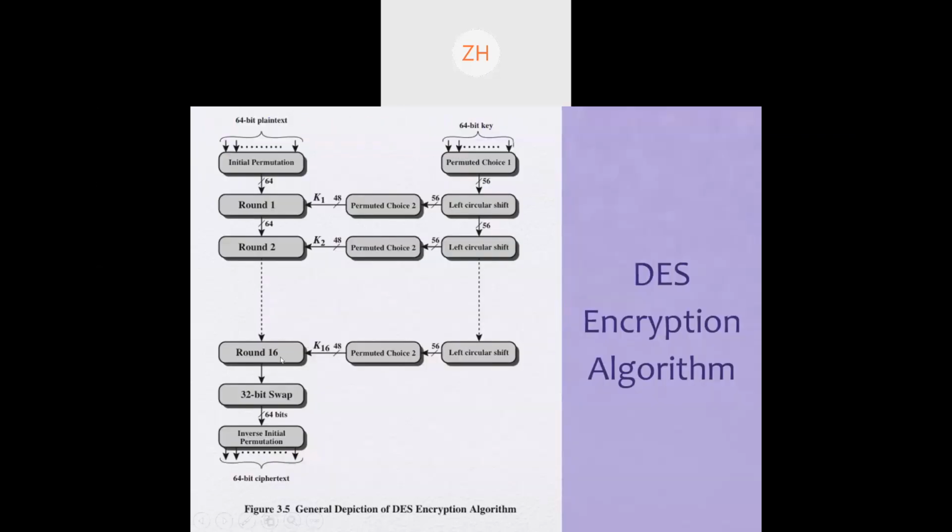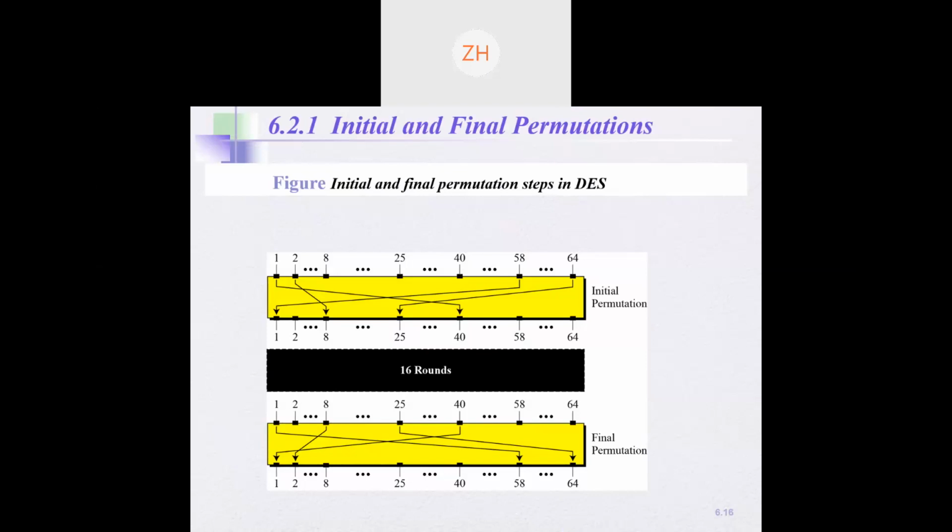After the final round, we perform the swapping. It's like the Feistel block cipher. And then after that, we have to perform the final permutation, or inverse initial permutation. So what do they do? Here bit one is now copied to bit 58, bit 40 is copied to bit 1, and so on. That's how they do it in the final permutation.